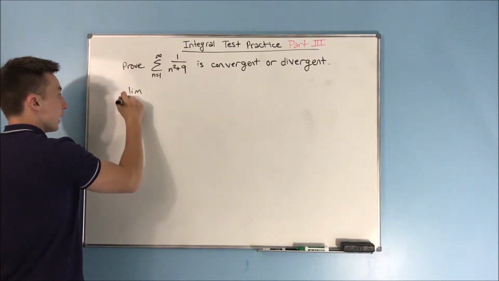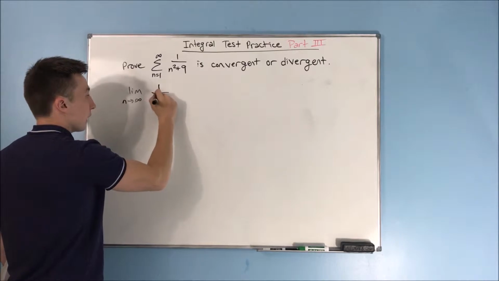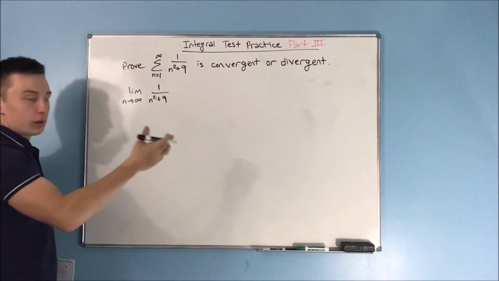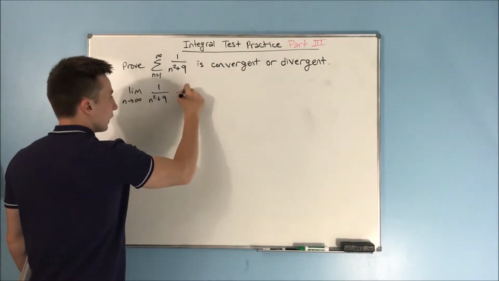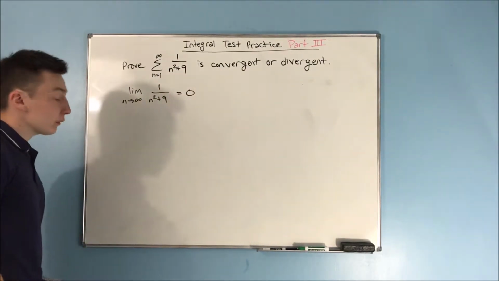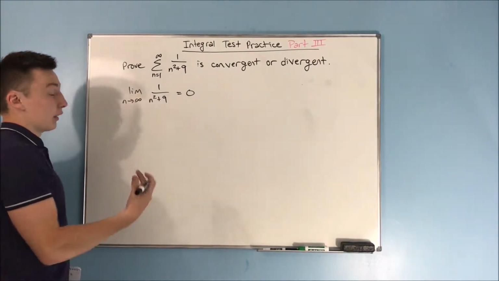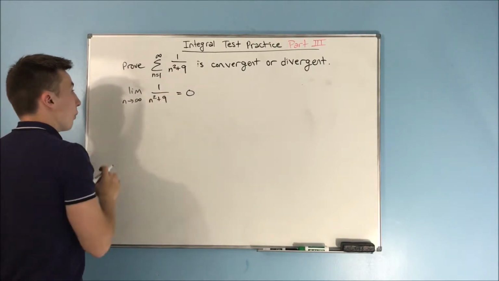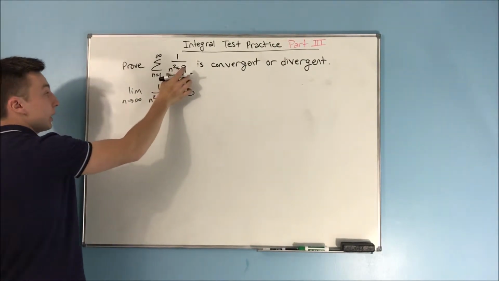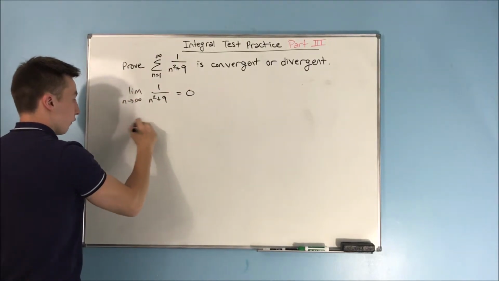So you take the limit as n approaches infinity of 1 over n squared plus 9, and you can see that this is just going to become infinitely large on the bottom, so this limit is equal to 0. That means that the test for divergence is going to tell us absolutely nothing. Now, what we need to do next is compare this series to a function.